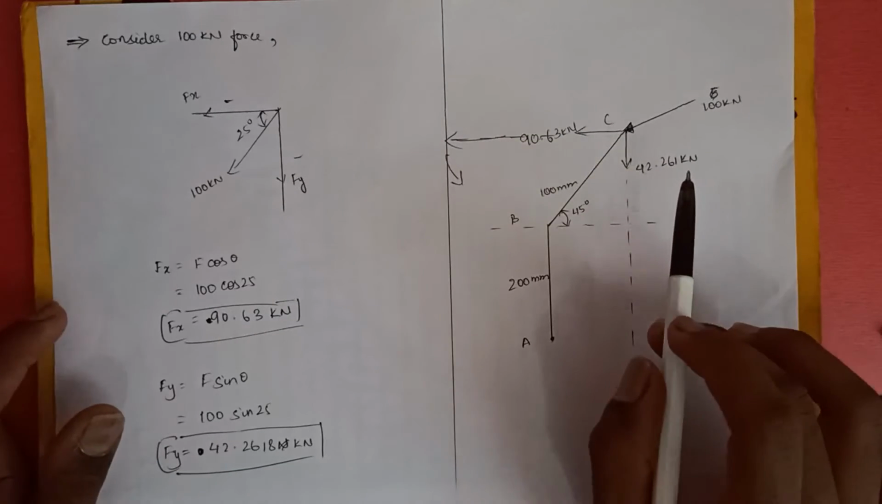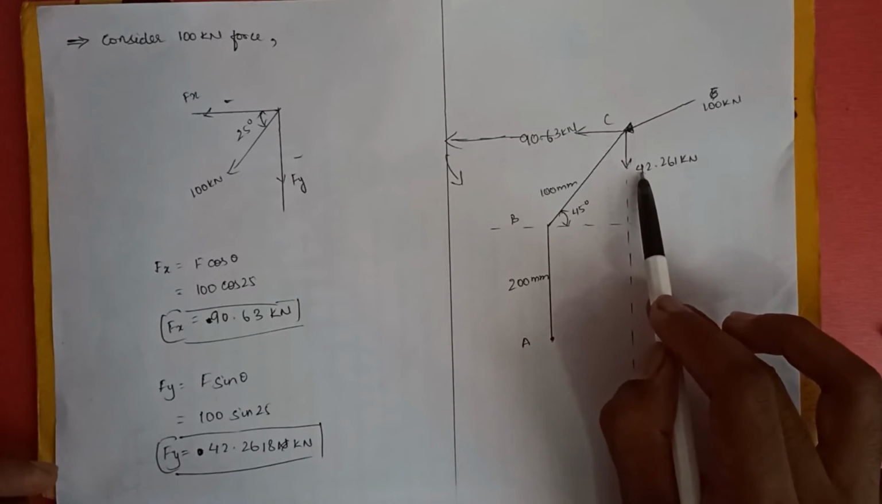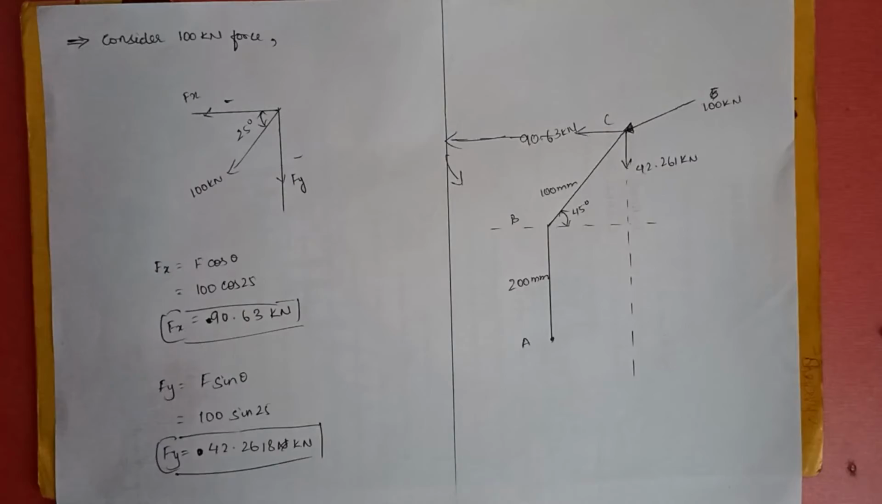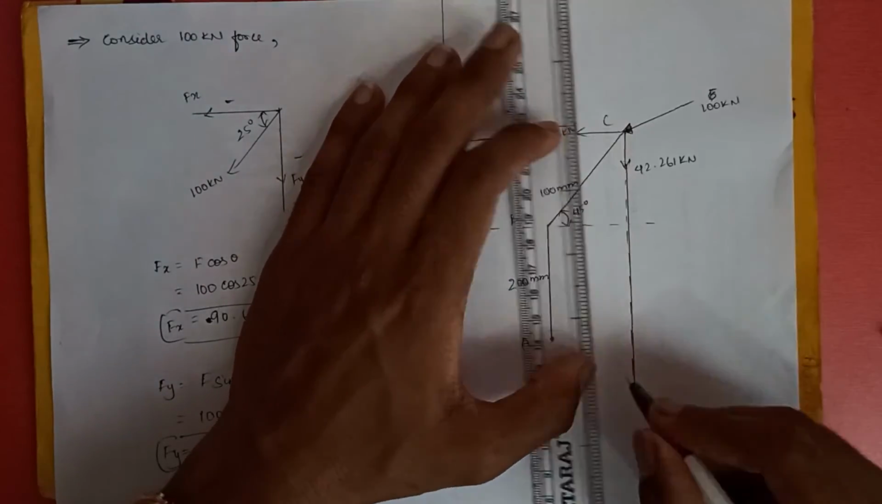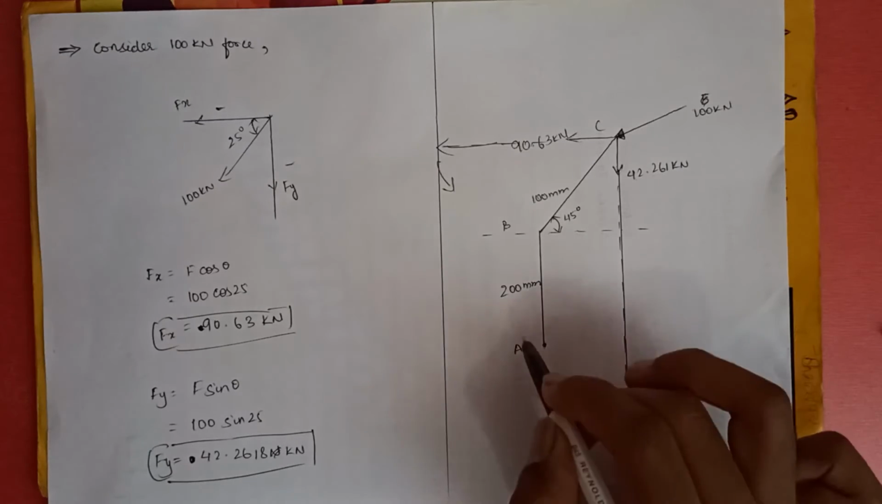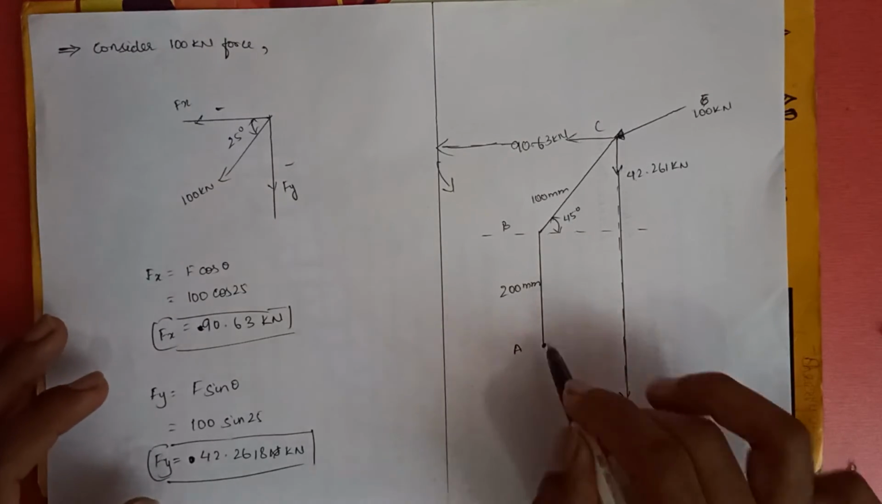Okay, we'll do that. And to find the moment of the force 42.261 kilonewtons, again use the principle of transmissibility of forces and extend this force over here such that you can rotate it in a 90 degree fashion and it goes and meets the point A.